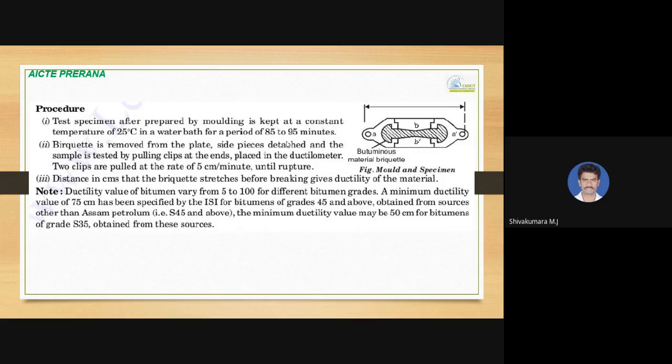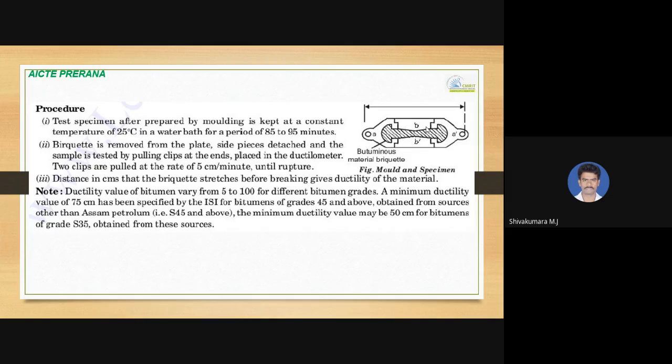first, bring the bitumen to a pouring temperature of around 75 to 100 degrees Celsius, and then pour this bitumen inside the briquette mold. This hatched portion shows the bitumen portion which is to be poured. Before pouring, make sure that a glycerin and dextrin mixture is applied inside it so that the bitumen does not adhere to the surface.